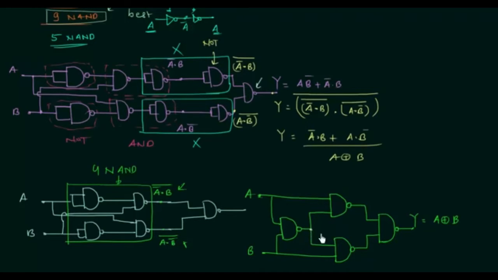Output of this NAND gate is A and B and its whole complement. Output of this NAND gate is A and B, its whole complement, and finally the complement of all. In the same way, here we'll have this, and now we have to simplify this. So let's do this quickly.